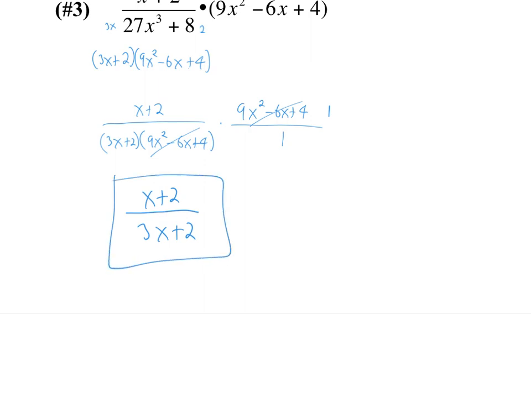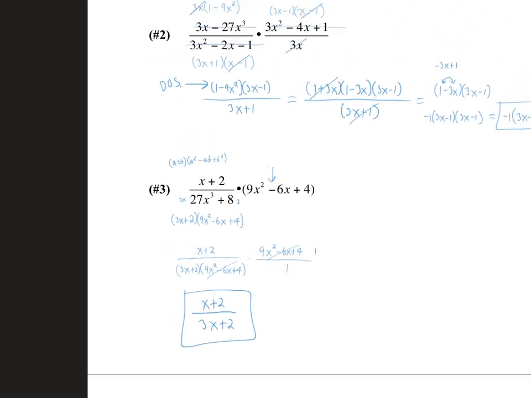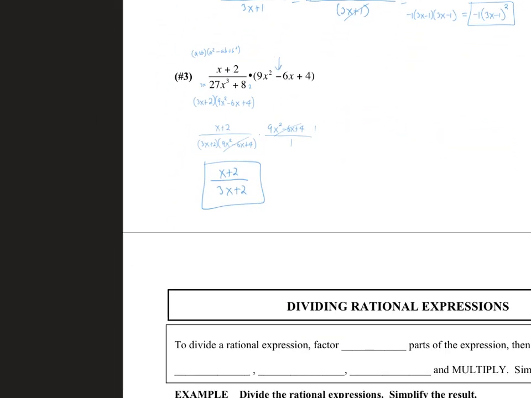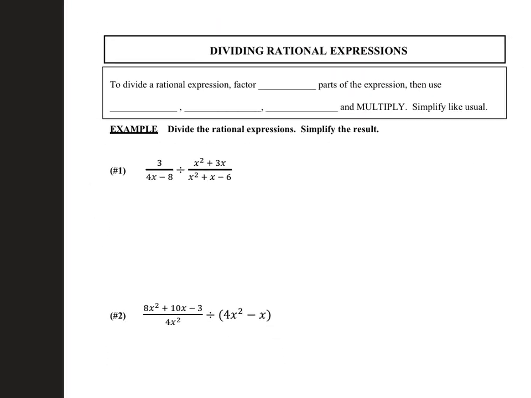All right, we got a few more examples to do here. Okay, so dividing rational expressions. How do we divide rational expressions? We're going to factor all parts of the expression, then use keep, change, flip.